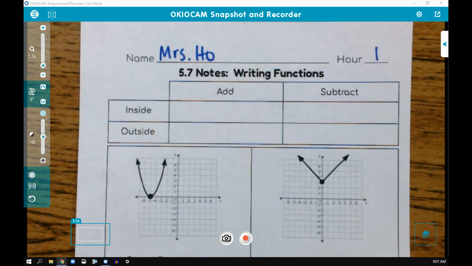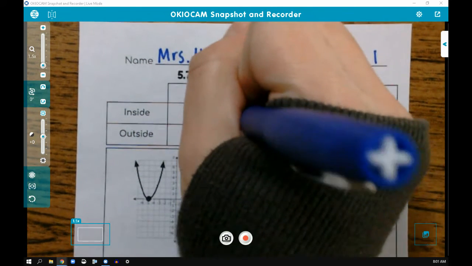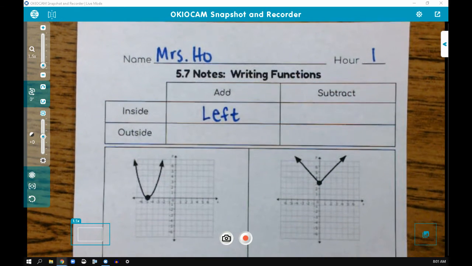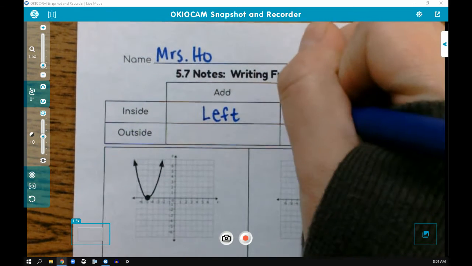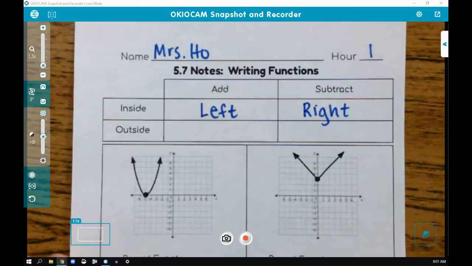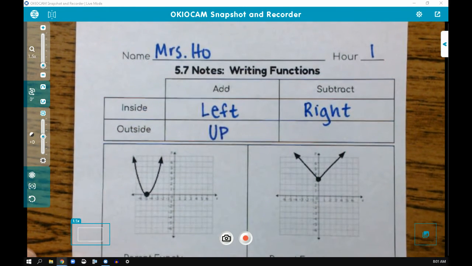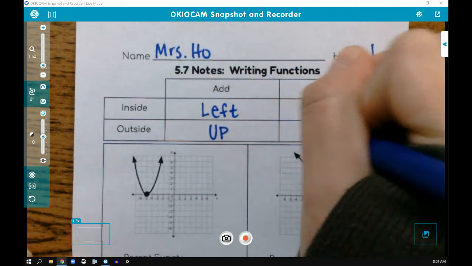So adding inside of a function moves us to the left. Subtracting inside of a function moves us to the right. So inside is always left and right. Fill those two boxes out. Then adding outside of a function moves us up. And subtracting outside of a function moves us down.